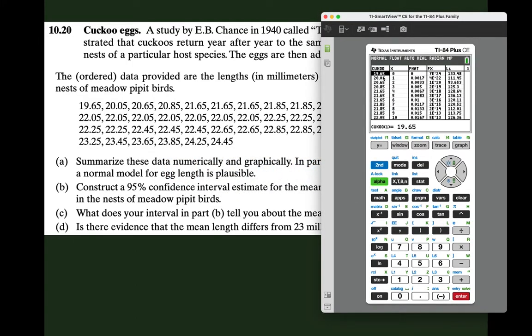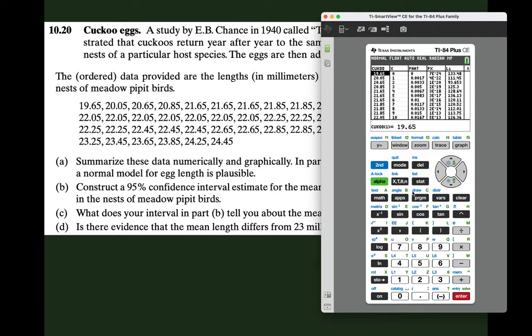Notice I've already entered the data into a list on the calculator, and I've named the list. I'm calling it cuckoo. So the first step to do this problem on the calculator would be to enter the data, and I'm not going to cover that in this video. I named a list. You could also enter the data into one of the built-in lists, L1, L2 through L6.